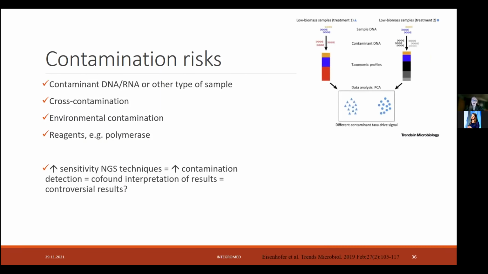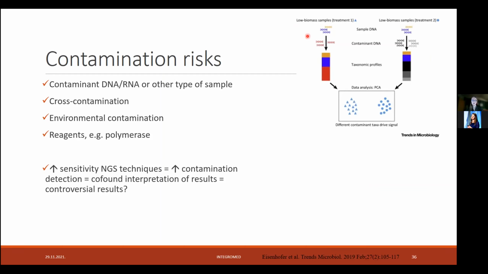And of course, we are happy that we have increased sensitivity of these massive parallel sequencing techniques. However, it means that also we have increased contamination detection, and that could increase or confound the interpretation of results. And there are also some discussions that maybe these are some of the reasons why we obtain controversial results within other studies. And I think this picture quite significantly shows the impact of contamination.